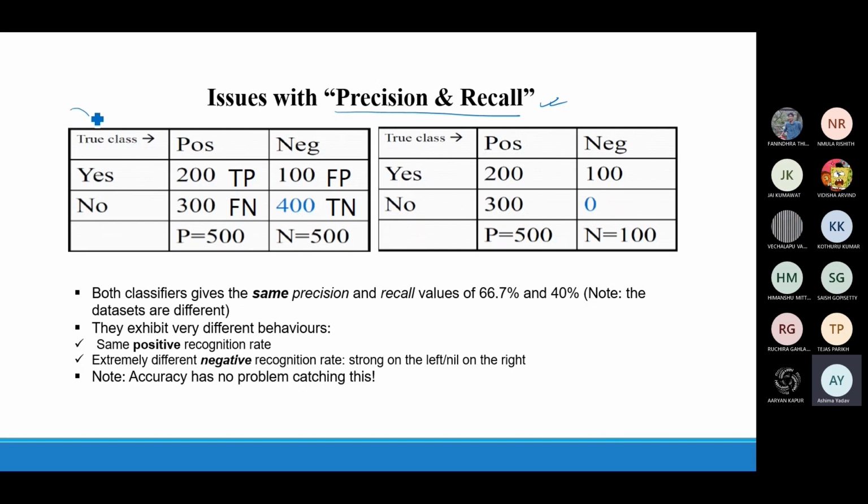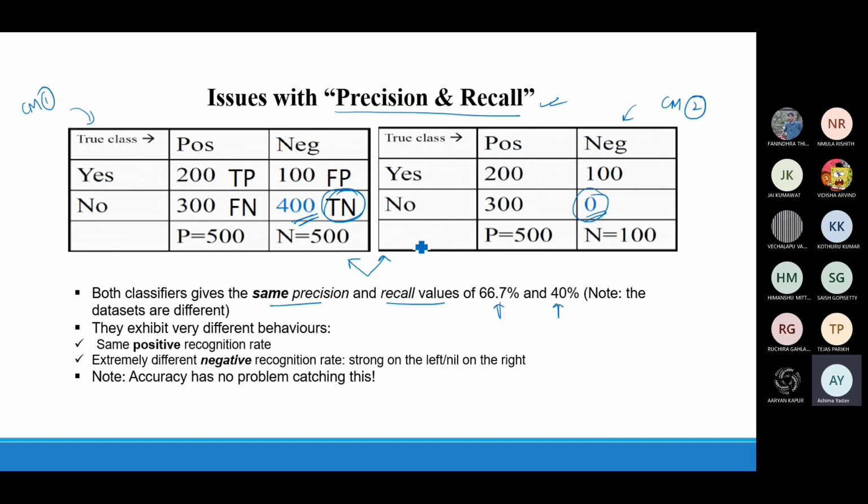Now if you see these two matrices here, these are the confusion matrices of two different classifiers. These are the predictions by two different models. In this particular case, the true negative value here is 400, whereas the true negative value here is 0. Now if you calculate the value of precision and recall for both these confusion matrices, you will get the same value of precision and recall, which is this.